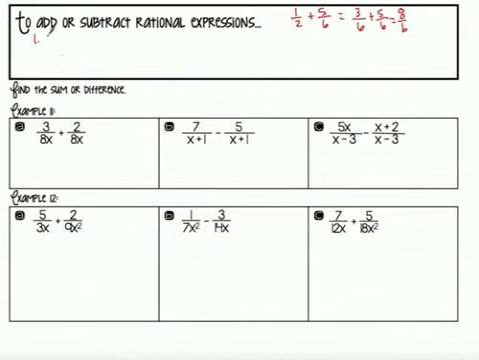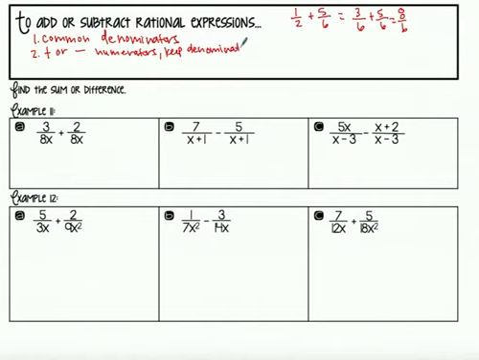So the first thing I want to do is get common denominators. And then I'm going to add or subtract the numerators. And I'm going to keep the denominators. And then I'll simplify if I need to.